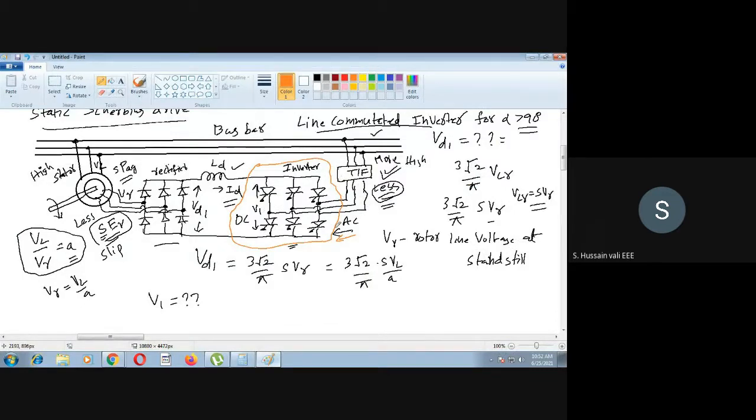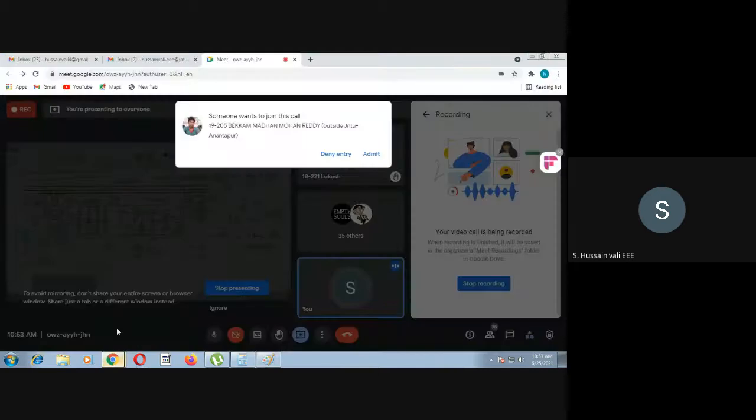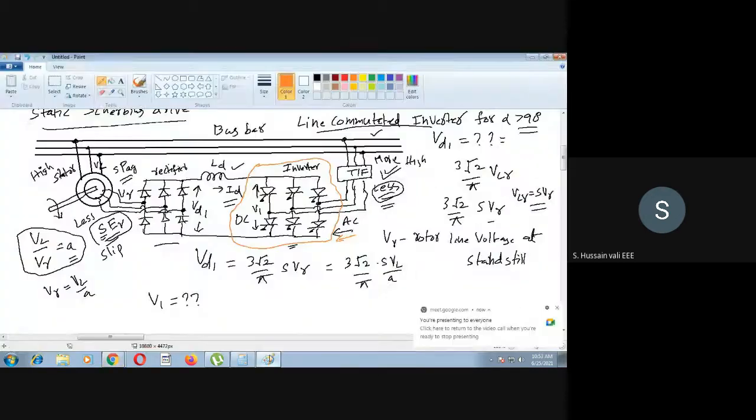So what I am saying is that this thyristor bridge is nothing but a full converter, and it will work as a line commutated inverter if you give a firing angle greater than 90 degrees for the thyristors of the bridge. This we have already studied: a full converter for firing angle alpha greater than 90 can work as a line commutated inverter.